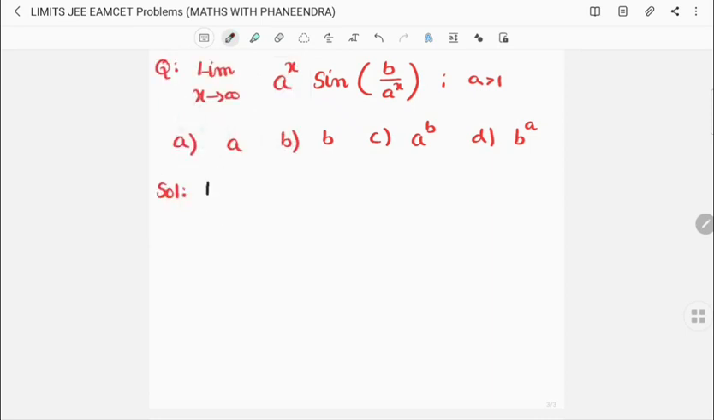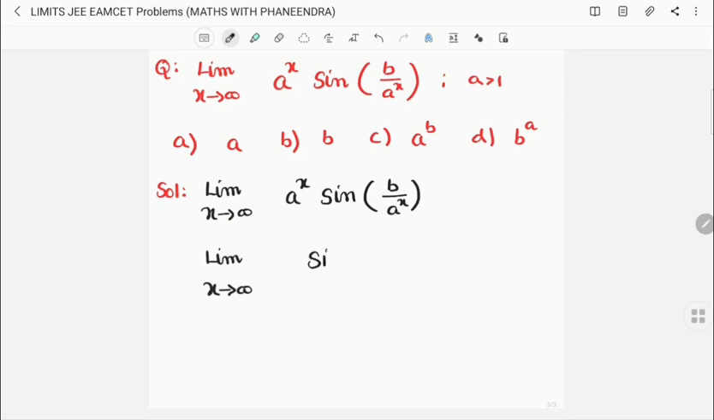First you have to write the given limit. Limit x tends to infinity, a power x sine of b by a power x. By observing, a power x is the term which is in the numerator right now. Can we write it as the denominator of a denominator? We can. Limit x tends to infinity, sine of b by a power x divided by 1 by a power x.